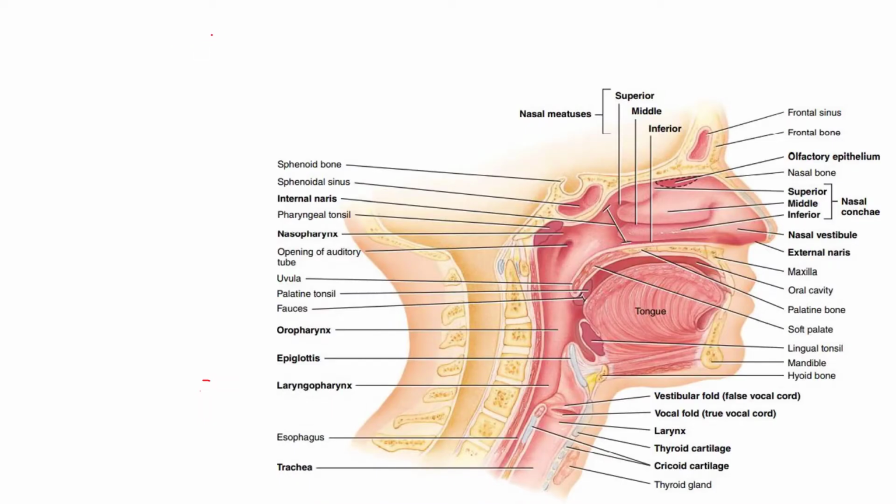So now let's talk about the upper respiratory tract. We already know the parts of this upper respiratory tract. So the parts are nose, nasal cavity, pharynx and associated structures. In this, first let's see the nose. Nose is a specialized organ and it is the entrance for our respiratory system.